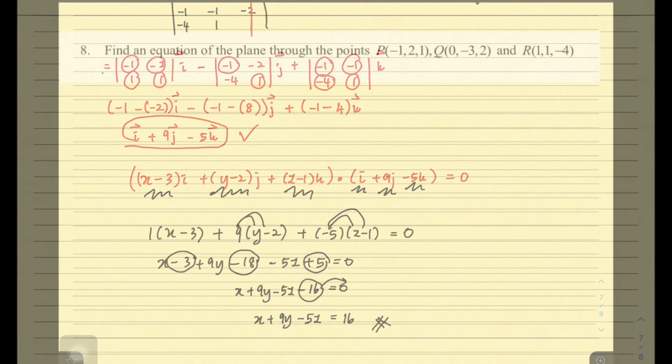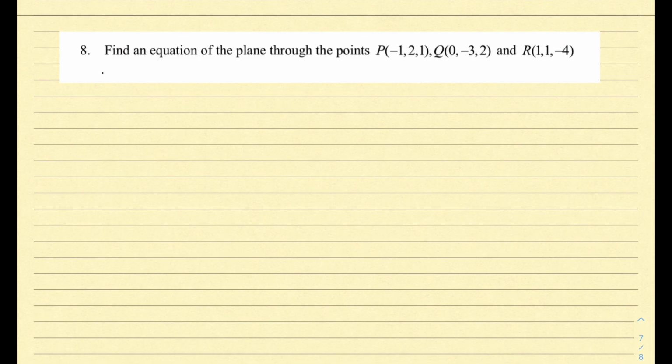Okay, the last one: find an equation of the plane through the points P(negative 1, 2, 1), Q(0, negative 3, 2), and R(1, 1, negative 4). It is the same as before. First we need to find vector PQ. Vector PQ is Q minus P. So 0 minus negative 1 is 1i.